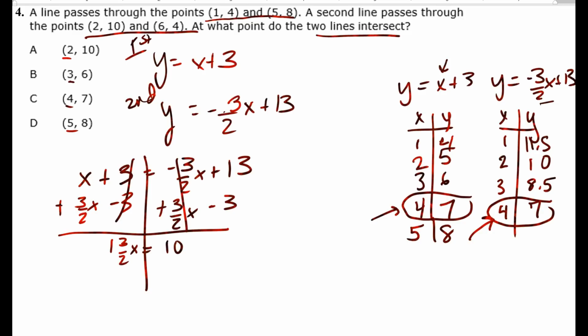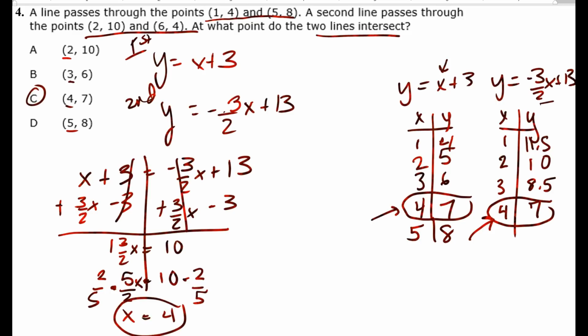Well, 1 3/2, that's 2 times 1 is 2 plus 3, that's 5/2. x is equal to 10. Multiply by the reciprocal, and we get x is equal to 20 over 5, which is 4. All right, there's only one that has a 4, so I know C is the answer.